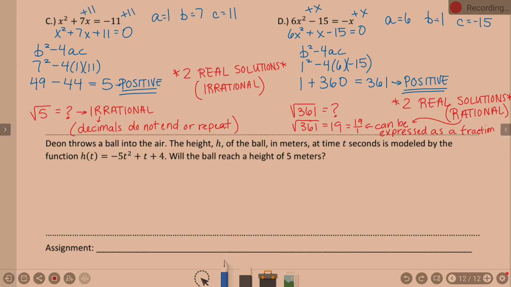Yesterday we ended notes by talking about Dion. Guess what? We're going to end notes talking about Dion again. Dion throws a ball into the air. The height h of the ball in meters at time t seconds is modeled by the function h of t. That information is identical to yesterday, I believe. Different question. When will the ball reach a height of 5 meters?